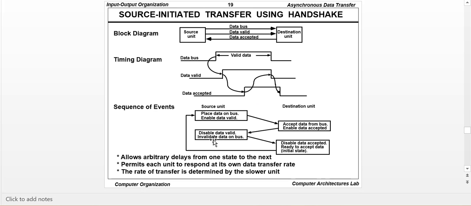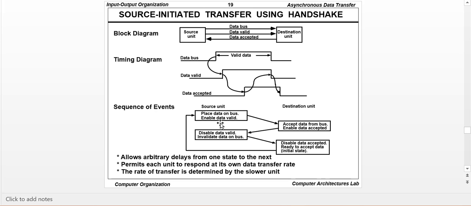So disable data valid, invalidate data on bus. And then what does the destination unit do? It disables data accepted and now it is again ready to accept data. It goes to the initial stage, so it goes back to the starting position. So one set of data will now be transferred.